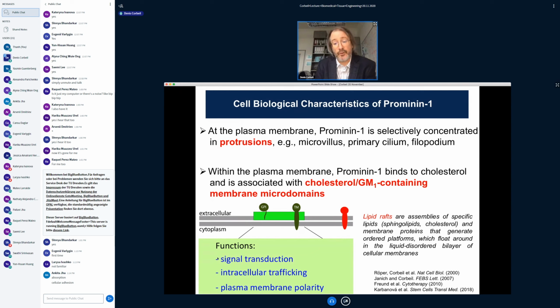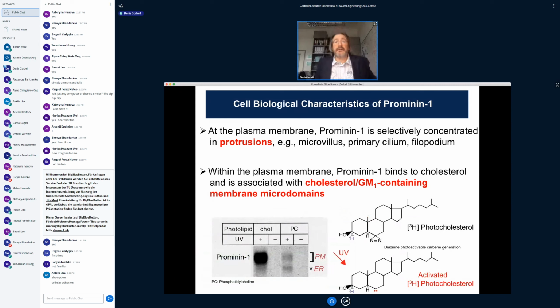So lipid rafts play a role in different functions: signal transduction, intracellular trafficking, plasma membrane polarity. So prominin-1 is found in lipid rafts, but not the classical ones, which are insoluble in Triton X100, but those that are insoluble in Lubrol WX. I mentioned here that prominin-1 binds to cholesterol.